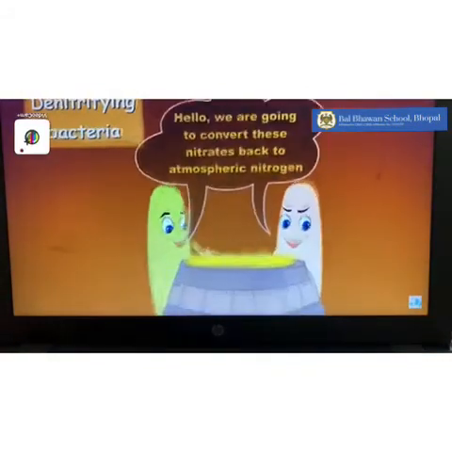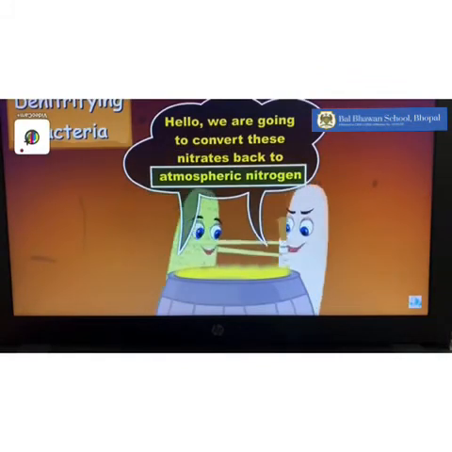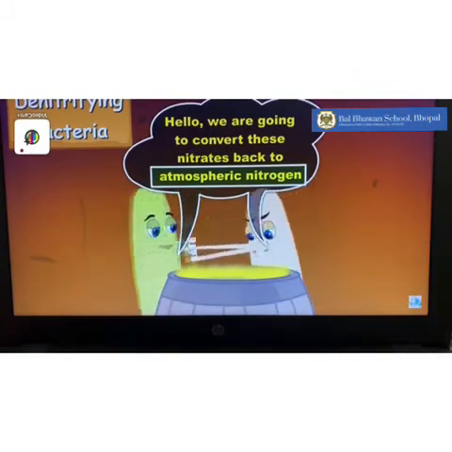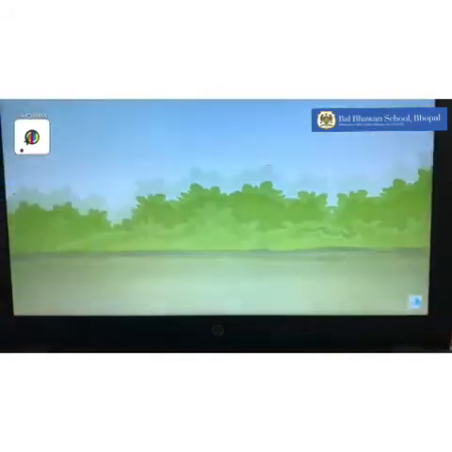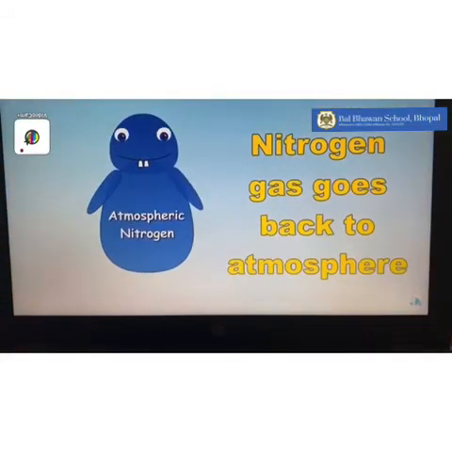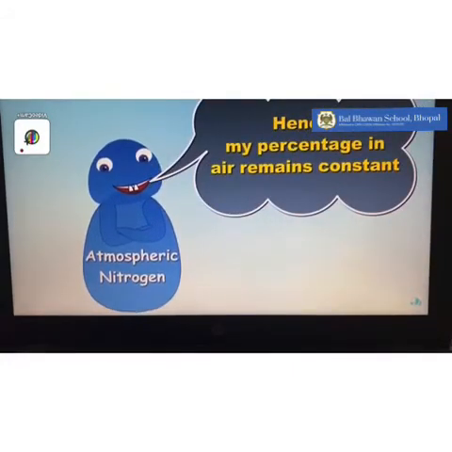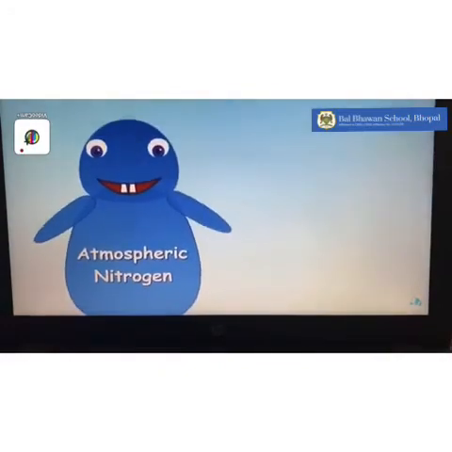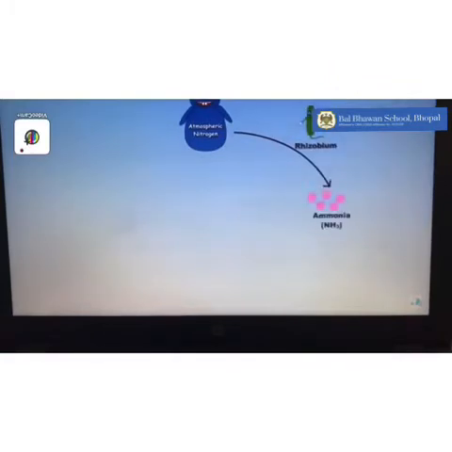Now there are certain denitrifying bacteria also. They will convert some nitrates back into atmospheric nitrogen. Nitrogen gas goes back to the atmosphere. Therefore, the percentage of nitrogen remains constant in the air. So that is how the whole cycle gets completed.